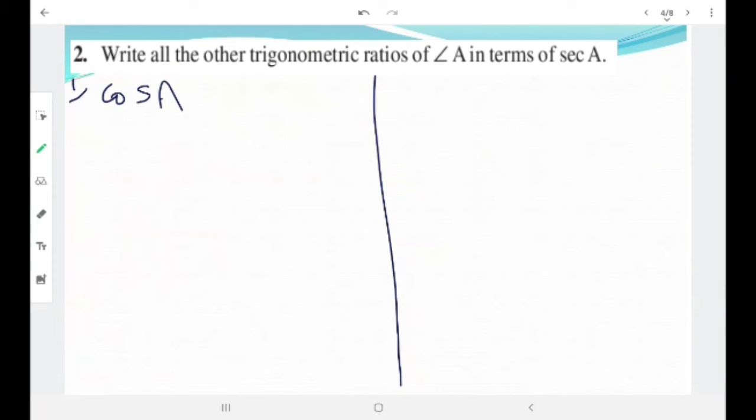cos A is the reciprocal of secant A. So we have taken cos A is equal to 1 by secant A. This is the first one.